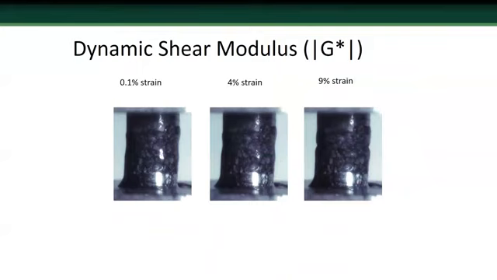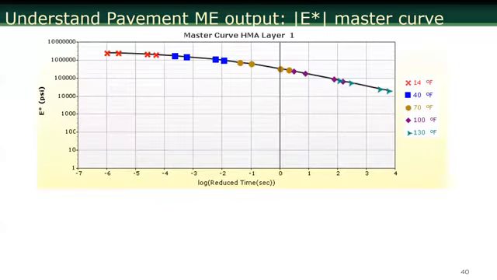This is the dynamic shear modulus test being run at different strain levels: 0.1% strain, 4% strain, and 9% strain. At this level, the strain is just too large for this temperature. This was a relatively low, intermediate temperature, so there's a failure of this test. You can see the sample split in half because of too much strain. But here, these are good cyclic tests.